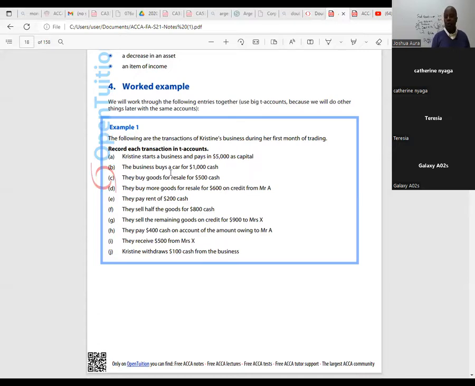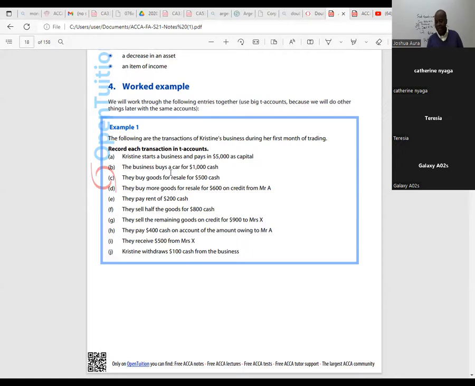Now, from there, we go to part B. The business buys a car for $1,000 cash. Who will be able to run with this board and tell me which account am I going to debit here? Which account am I going to credit, without fearing? Part B: the business buys a car for $1,000 cash.